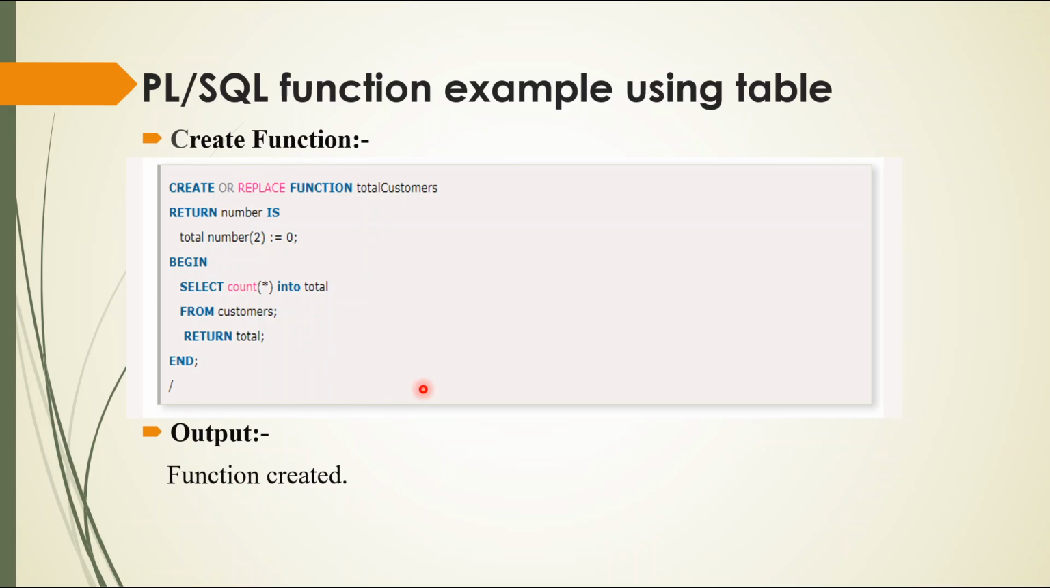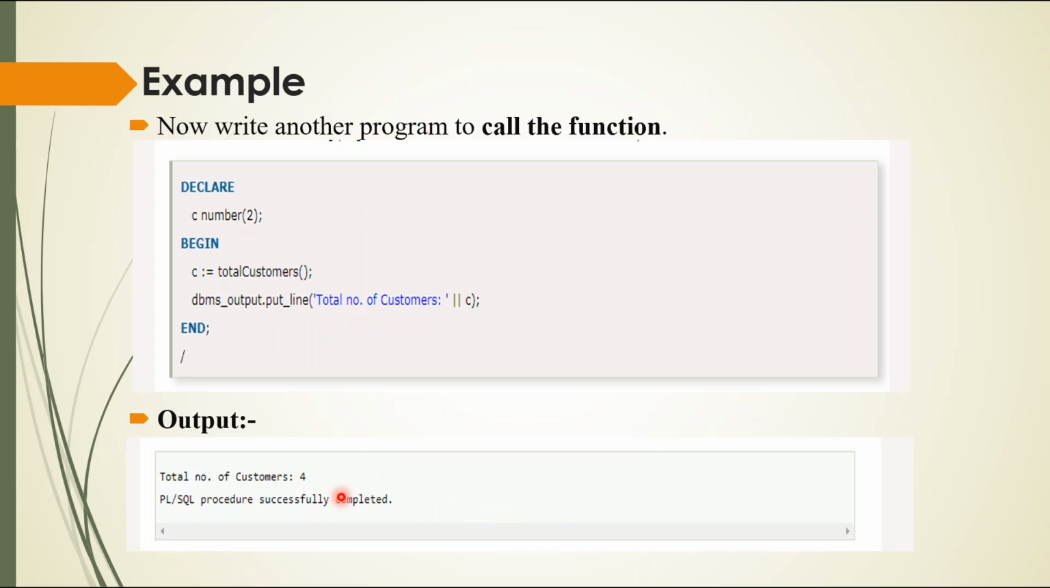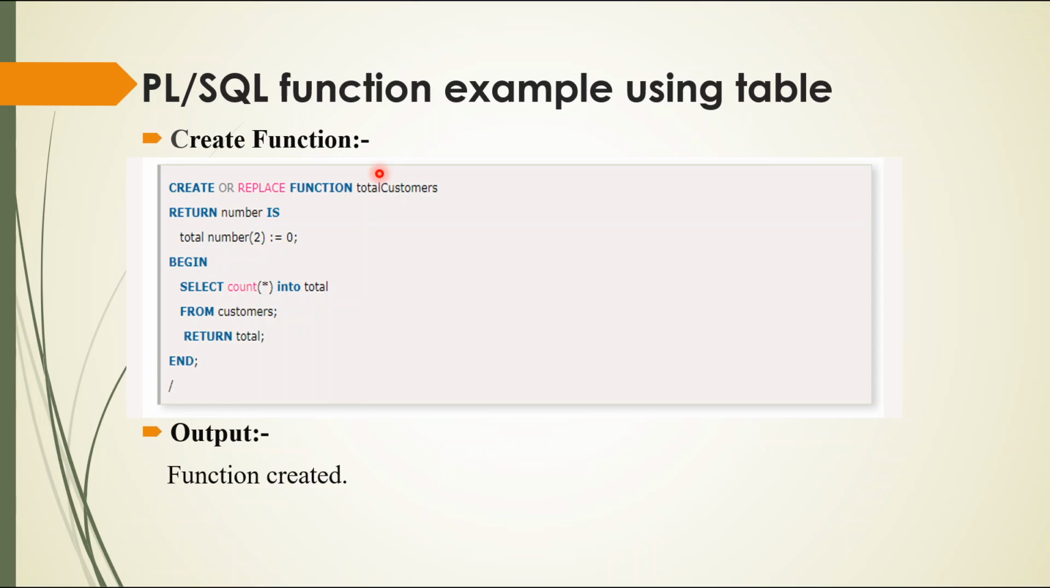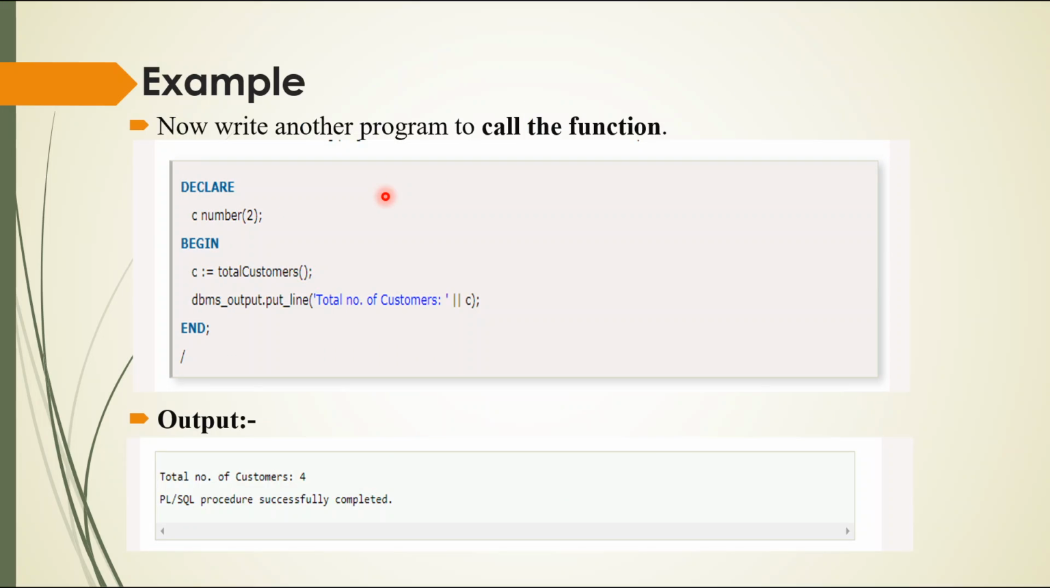We are just creating the function. We have just created the function. Now first of all we have to call the function. Our function name is total customers. So here we have to write another program to call the function. In declare I am declaring one variable c, number. Now c is equal to the function I am calling, total customers.